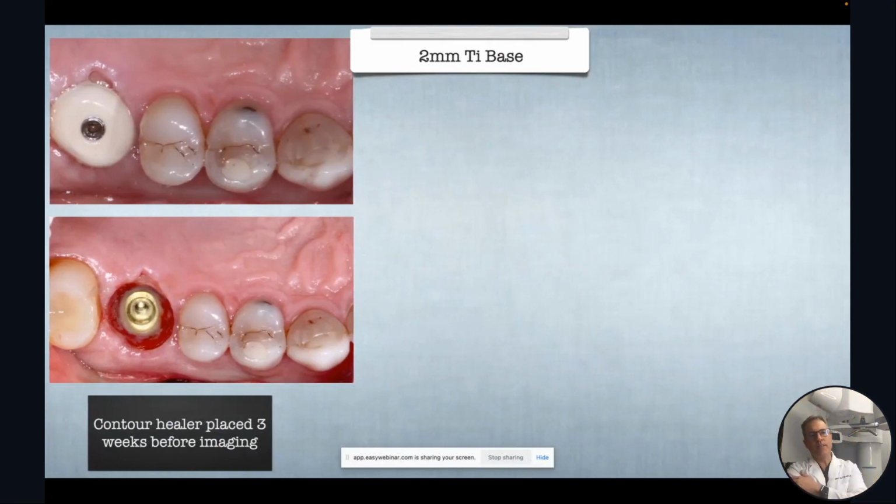Contrast it to another one. So this is a case patient I did an immediate implant on. We placed a contour healer and started shaping the patient's gingiva. We have a thick biotype, and we were also 3 to 4 millimeters below the gingiva.